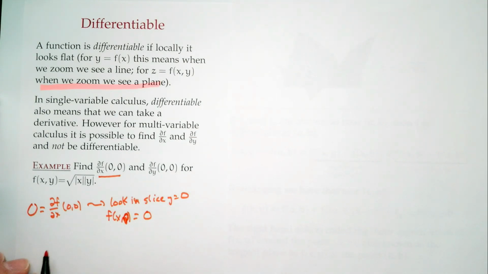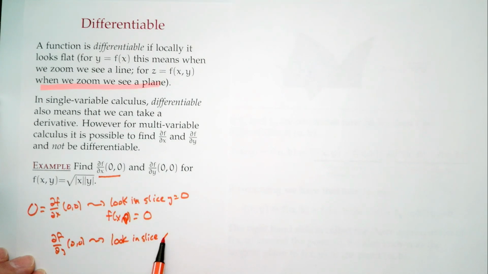What happens if I do partial f, partial y at 0, 0? Well, in this case, because I'm taking the derivative with respect to y, I want to hold my x variable fixed. So my x variable says, look in the slice where x equals 0. So I'm looking at f of 0 comma y, which again is 0, and that derivative is 0. So my partial derivatives say, oh, it's uninteresting. Nothing's changing. But what does the function look like?